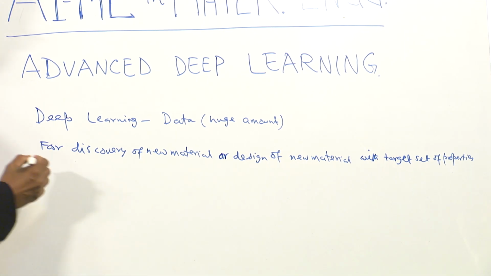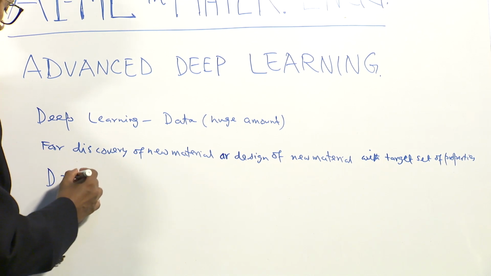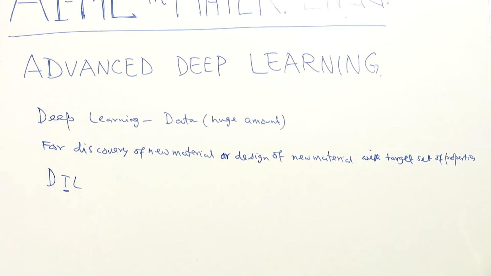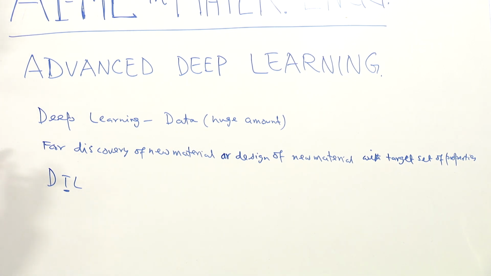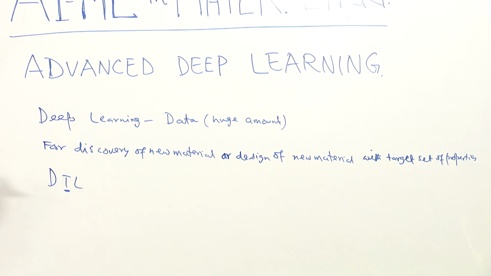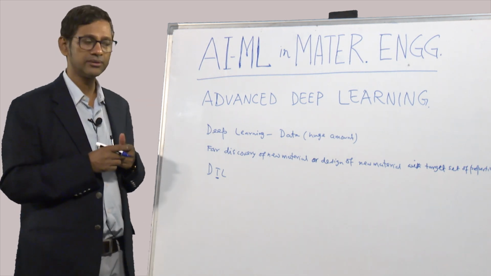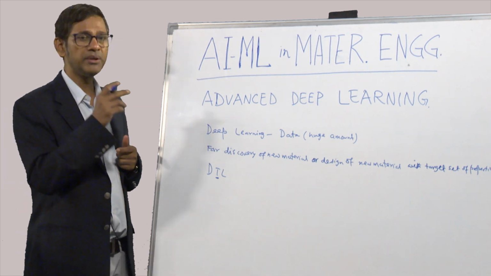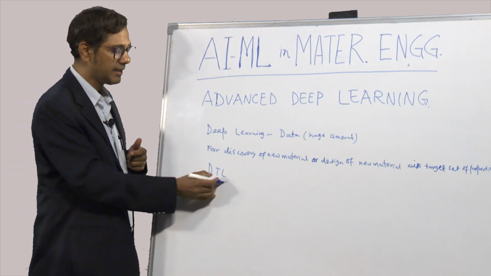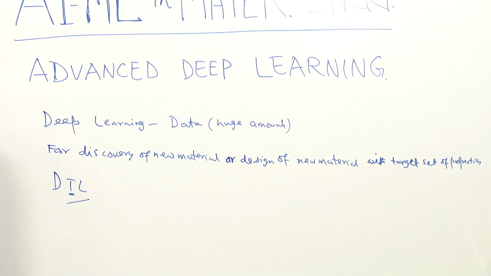Well, no, we can use what is known as deep transfer learning. Remember the word transfer. Transfer means what? We make the model learn from a large amount of data wherever it is available. So, we know that there are many conventional materials for which a huge amount of data is available. So, we can make the model learn from those data and use this learning to design new materials or discover new materials with a target set of properties. That is the basic idea of this deep learning model.